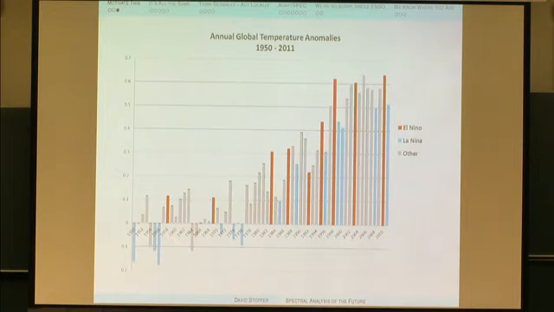So this is a kind of typical problem. What you see here are the temperature anomalies. So you see this is global warming right here. These are annual averages, well, deviations from an average. And then the reds are El Ninos and the blues are La Ninas.